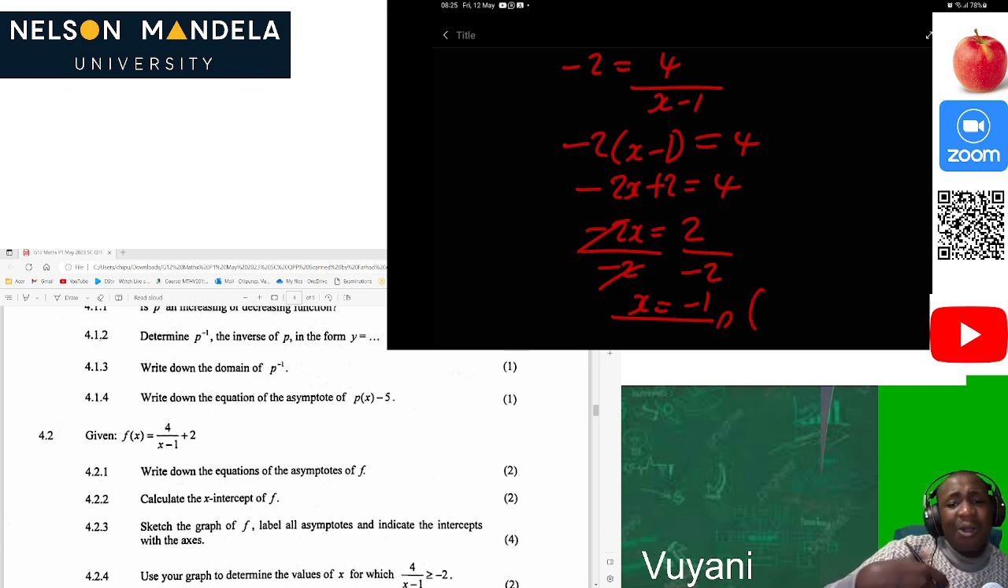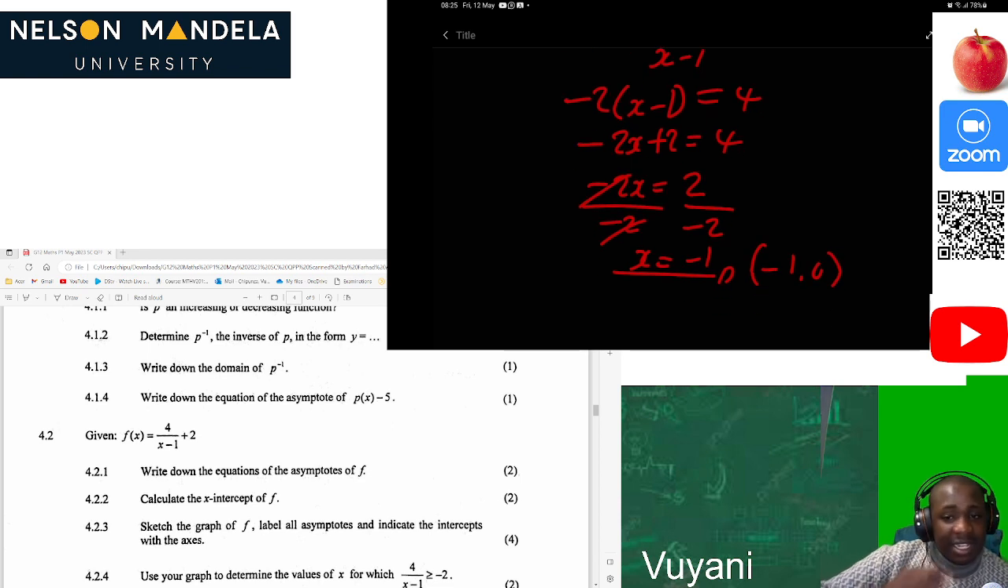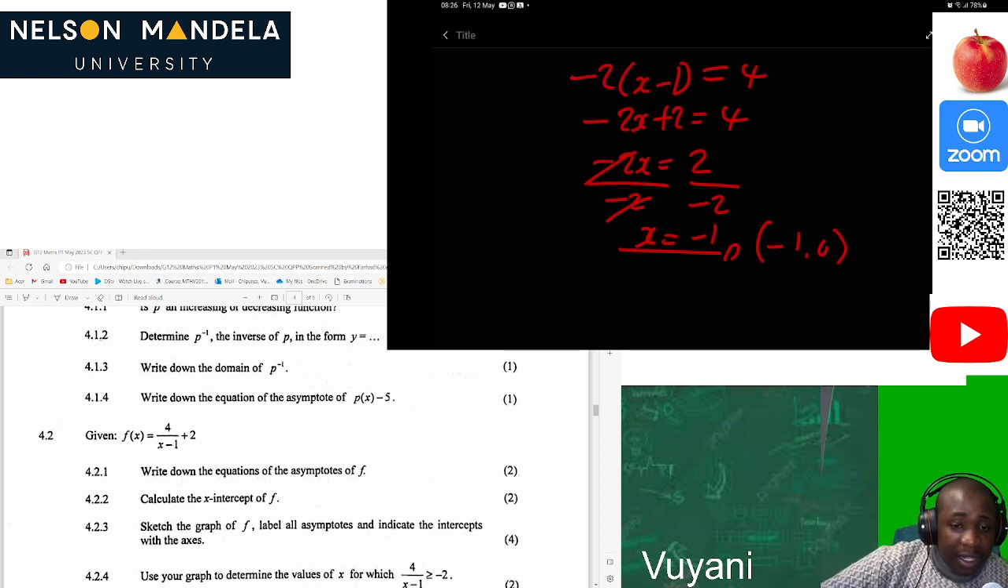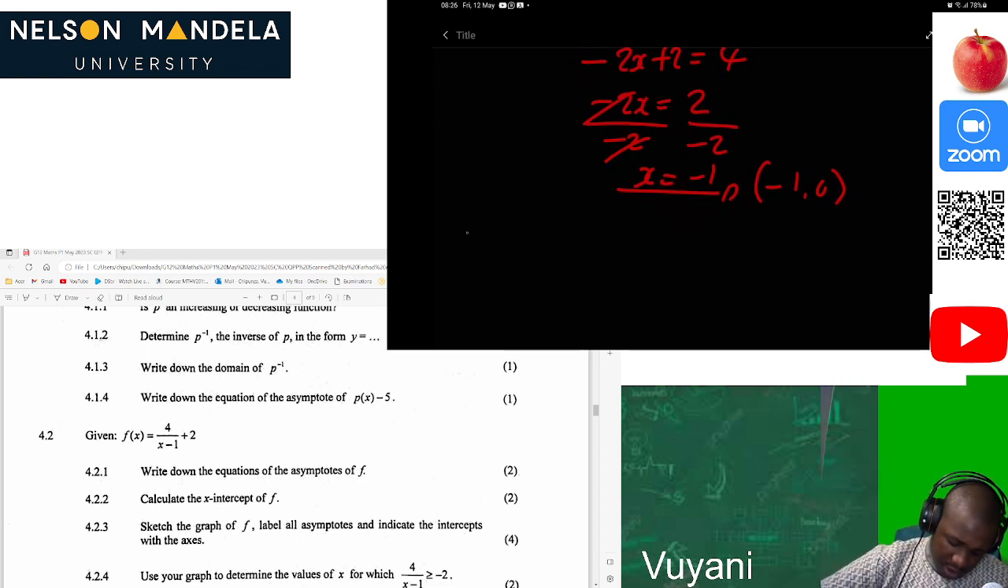Then you write it in coordinate form because the x-intercept is a point where the value of y is equal to 0. So you write it as negative 1, 0. Then after that, you are good to go. Now let's look at 4.2.3. They say sketch the function f. In order for us to sketch, we must have the y-intercept as well.